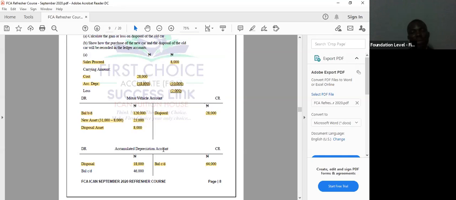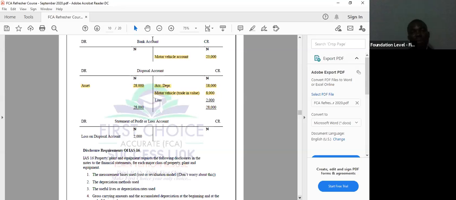Then also the accumulated depreciation account. If we add this together with 18, this is 64. 64 minus 18, because this is not existing at the moment. So 64 minus 18 will be 48, which means that the total accumulated depreciation that is available after you have disposed is 48,000. It's 48,000.